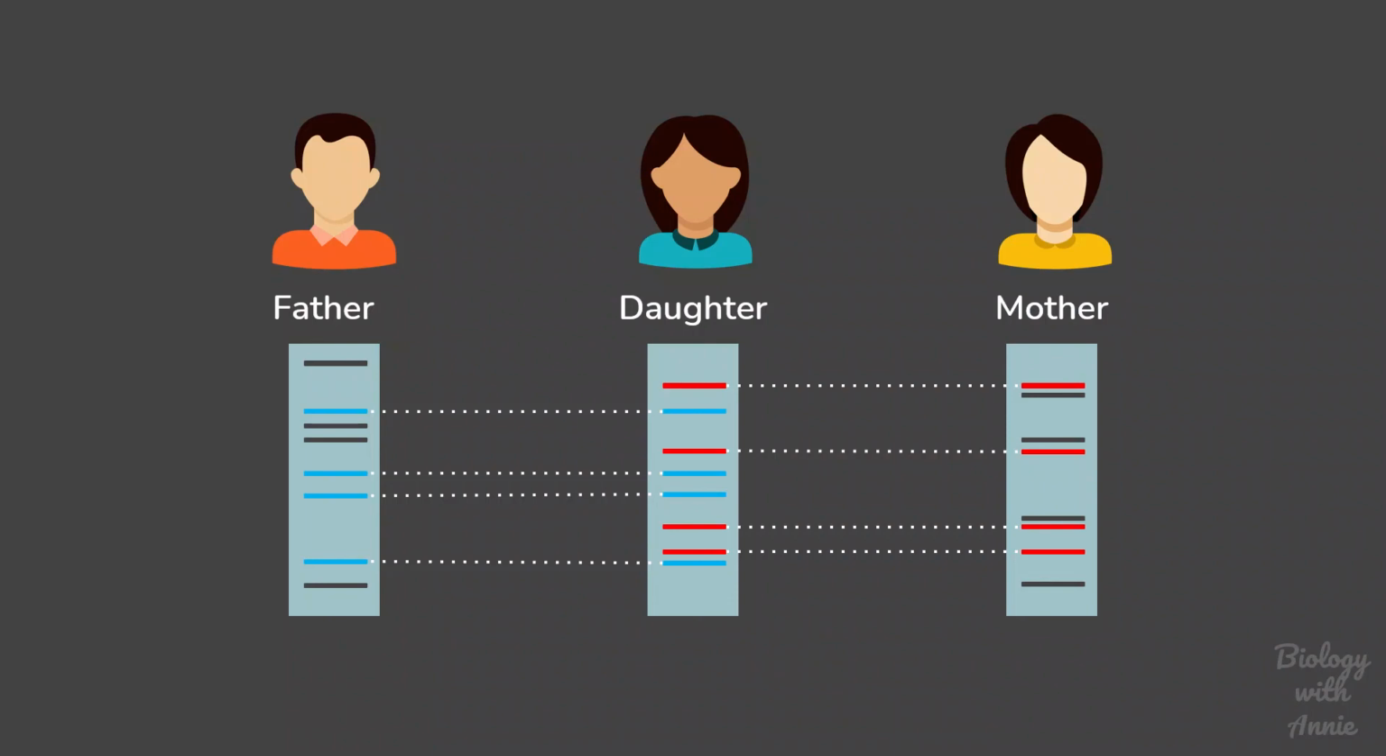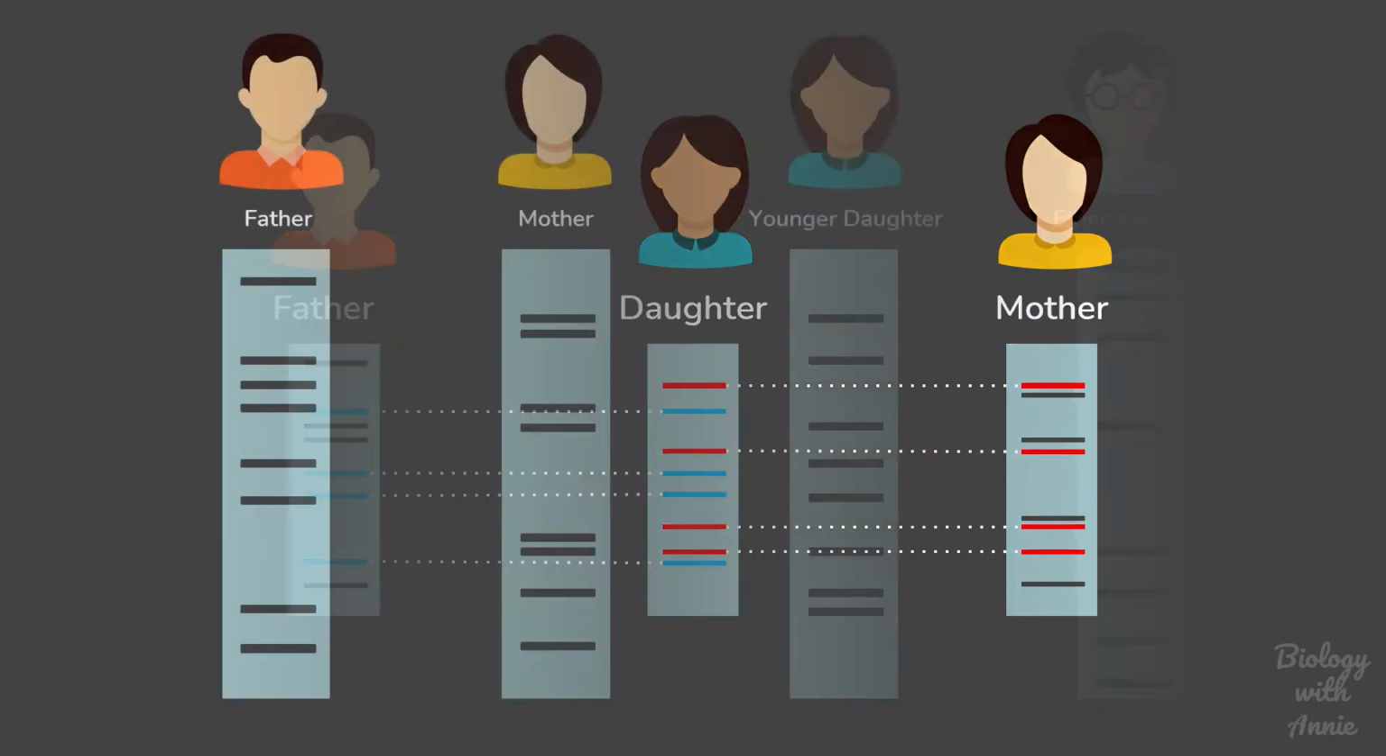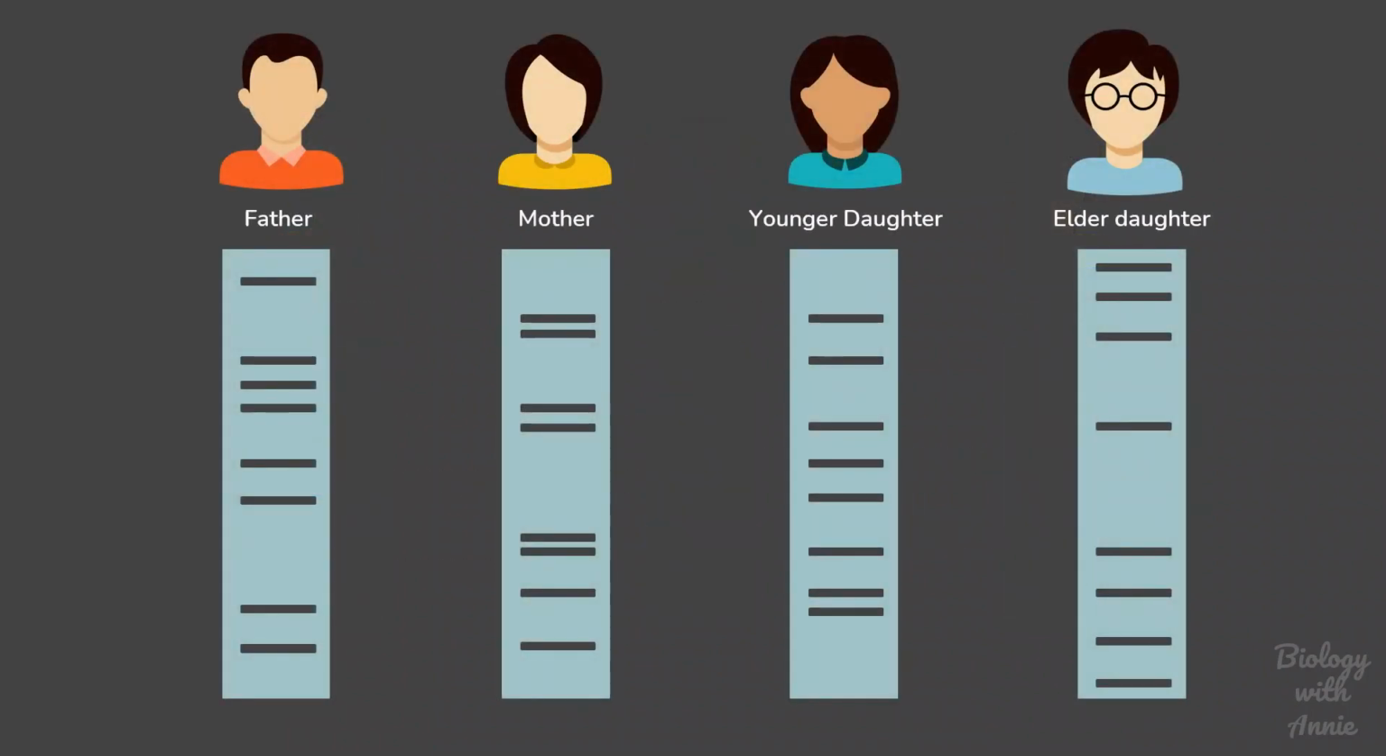So let me end this video with a simple exercise. Here again you have the DNA profile of the two parents. The elder daughter is actually a child from a previous marriage. So can you determine who is the biological parent of the elder daughter?